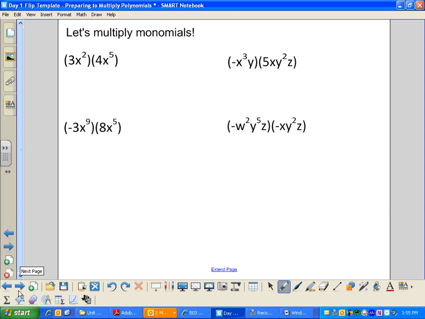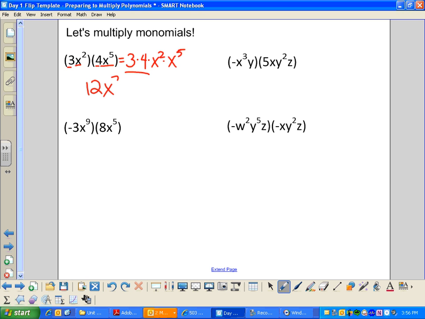Okay. Now let's multiply monomials. Remember, I can rewrite this. This is all a product. It doesn't matter in which order we multiply. So I could rewrite this if I wanted to as 3 times 4 times x squared times x to the 5th. And then I've got my coefficients together, and then I have those variables together. So I'm going to have 3 times 4 is 12. And then x squared times x to the 5th is going to be x to the 7th. Let's try the next one.